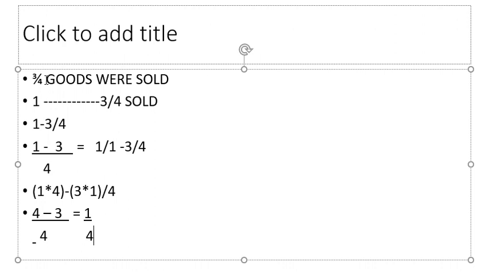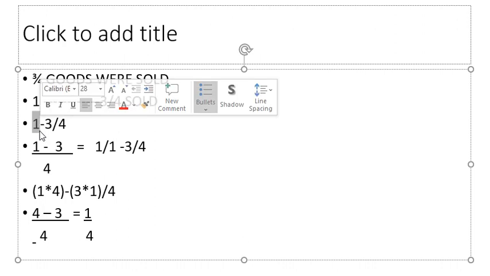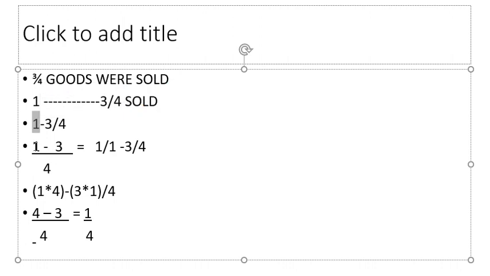First you assume 3/4 of the goods were sold. So the total cost is 1, and out of 1, 3/4 is sold. What is the remaining? You will find the LCM. When you find the LCM, it is 4. For 1 there is no denominator, so we assume the denominator for 1 is 1. When you assume 1 as a denominator, the LCM will obviously be the highest number, which is 4. So we will multiply to get 4 as the denominator on both sides.